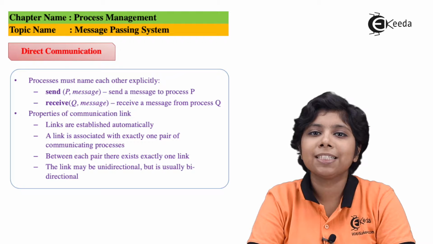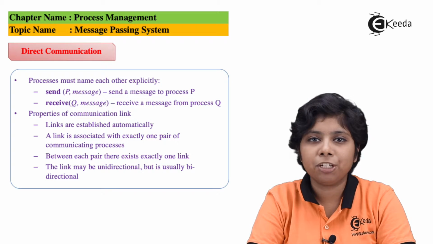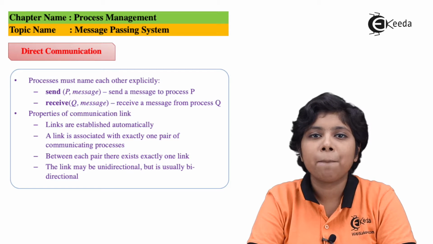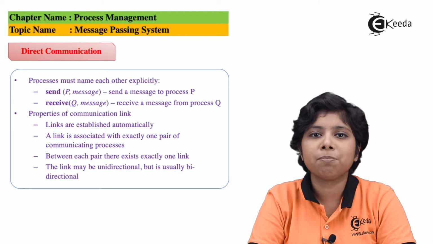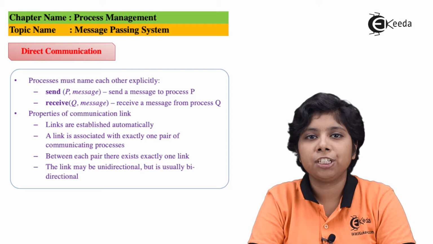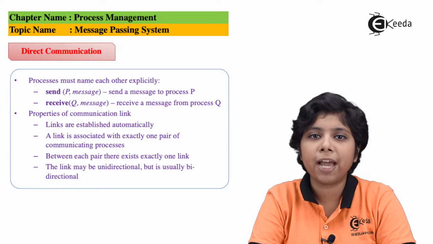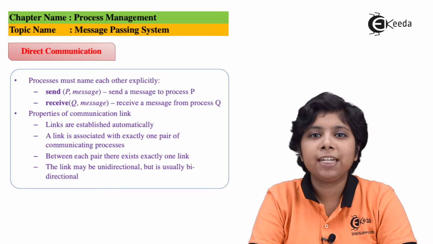The first one is naming. When we consider direct communication, a process may refer to another process while communicating with it. This reference is mainly known as a PID. In direct communication, a process must know the PID of the receiving process. In that way, it can send a message to another process.